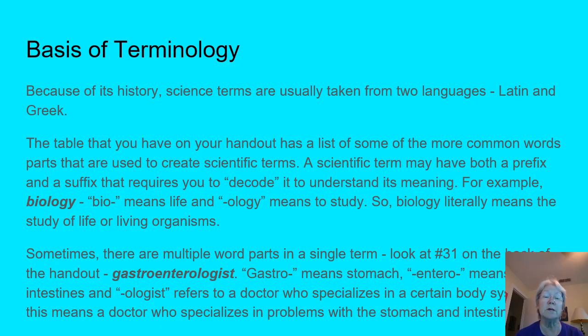Now, sometimes there are multiple word parts involved in a term. So look at number 31 on the handout that you have. The term is gastroenterologist. Gastro, that word part means stomach. Entero means intestines, and ologist refers to a doctor who specializes in a certain body system. In this case, it means a doctor who specializes in problems with the stomach and the intestines.